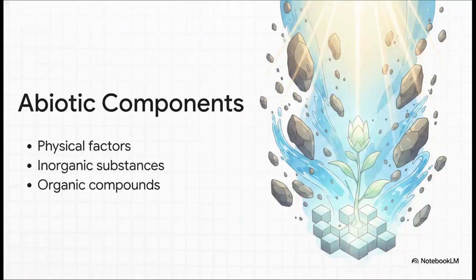If we break down those crucial non-living components that make life possible, you basically see 3 layers. First, physical factors like sunlight and temperature set the strict limits for life. Then, inorganic substances like water and carbon dioxide provide the raw materials. But the real unsung heroes here are the organic compounds: carbohydrates, proteins, lipids. These are the literal building blocks that bridge the gap, linking the physical, non-living world straight to the living biological system.